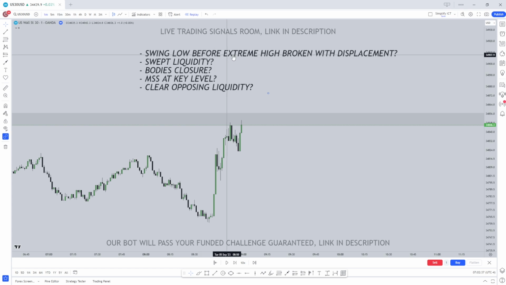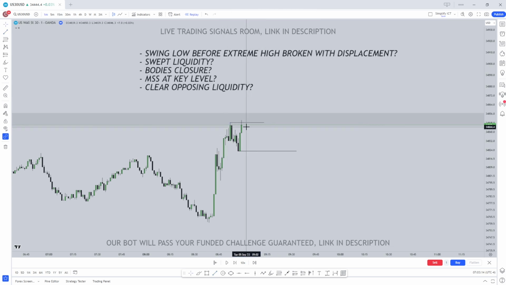So has the swing low before the extreme high been broken with displacement? This is our extreme high right here with this candle's high right here. But the swing low before this high is usually a fractal low or a clear and obvious low. So as you can see, this was the last low before this extreme high. Now, in addition, this high has also swept liquidity, which is the second point. Price has also swept liquidity from this high right here.